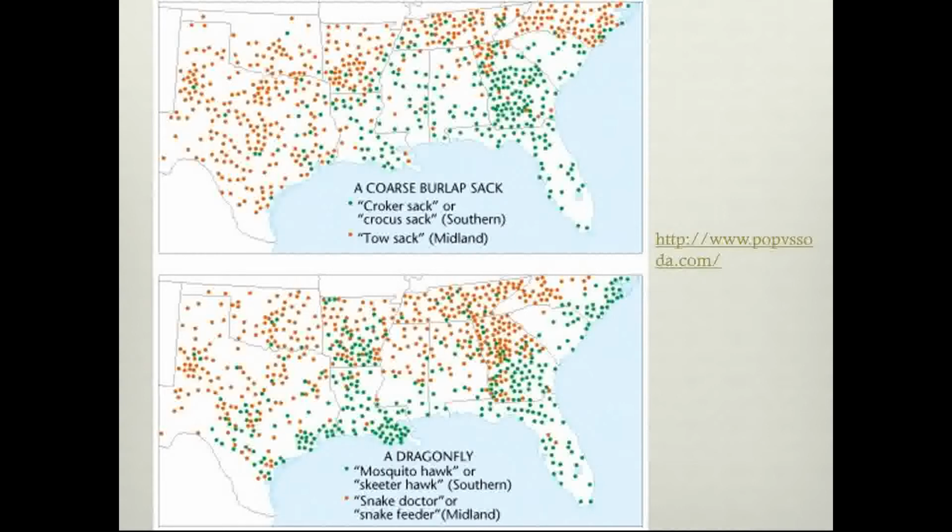If we then tried to blend that with what you call a dragonfly, whether it's a mosquito hawk or a snake doctor or whatever, and then we would create a new isogloss, we could try to figure out where that dividing line between the Midland dialect and the Southern dialect is based on the usage of these kinds of vocabulary terms. If you're interested, this little link here off to the side, pop versus soda, you can go look at what people call various soft drinks in the United States, and I think you can even vote and be counted for what you call soft drinks.